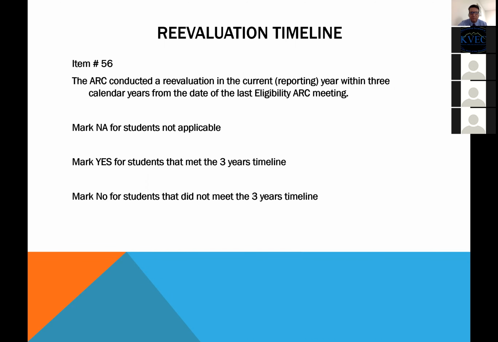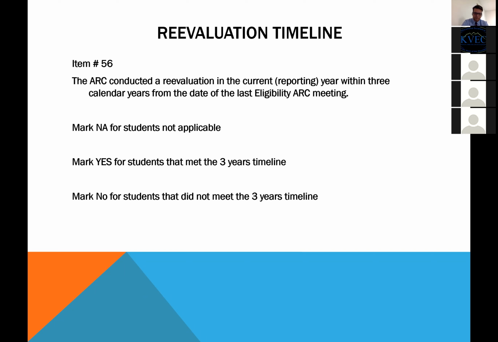Item number 56, we're talking about the reevaluation timeline. And when you're looking at that, you're looking at the 3 years, all right? You have 3 years to do the eligibility, the reevaluation. So the ARC conducted a reevaluation in the current year within 3 calendar years from the date of the last eligibility ARC meeting, okay? Not the testing day, the eligibility date, okay? The eligibility is where you're looking.